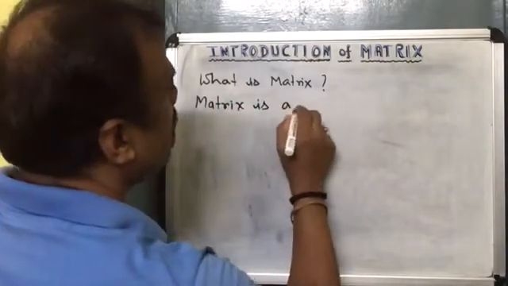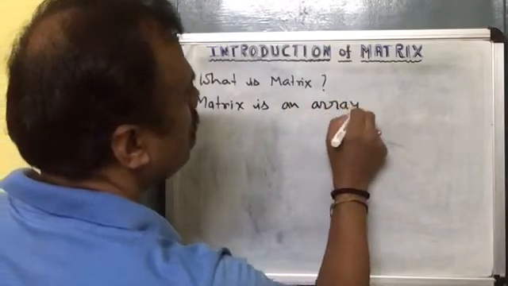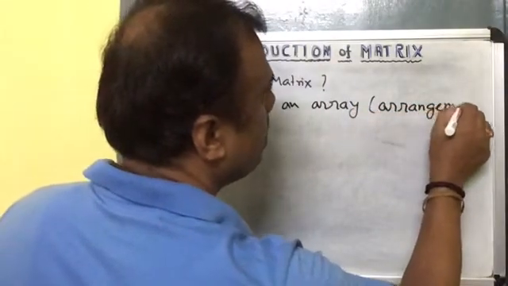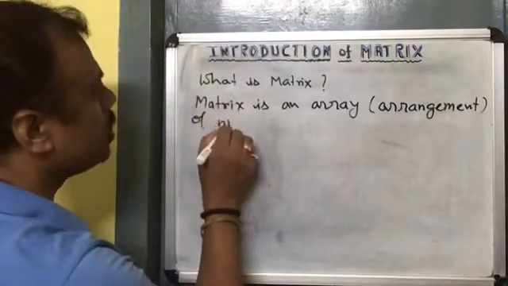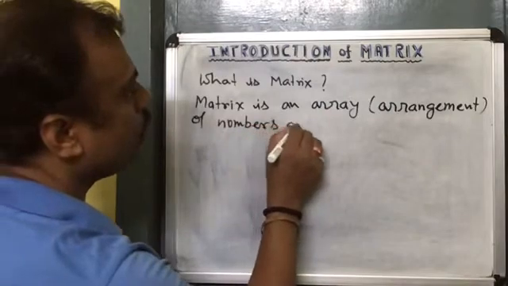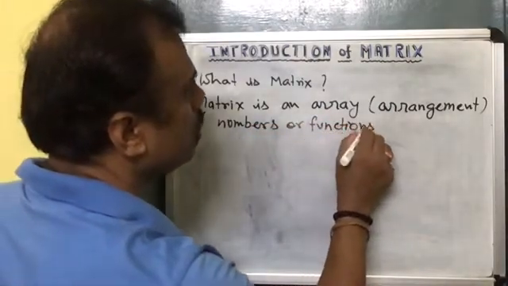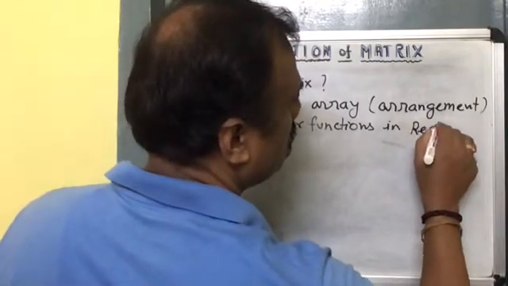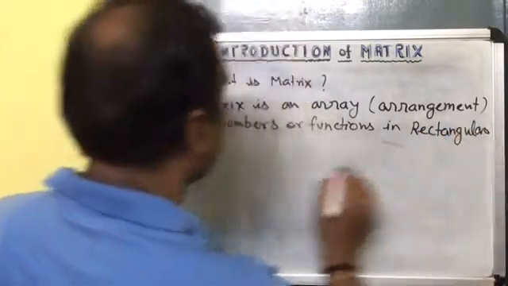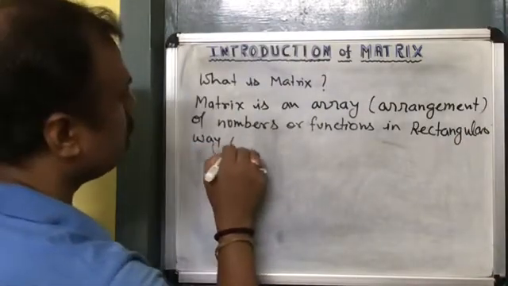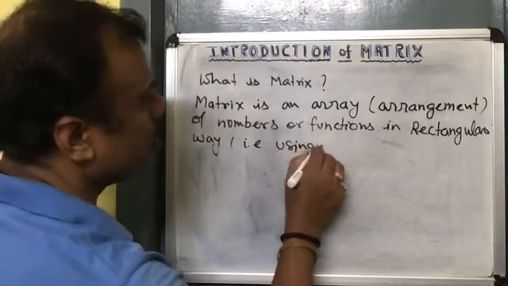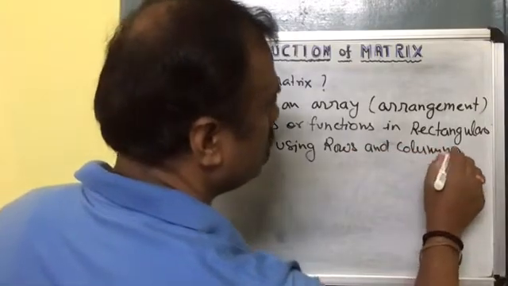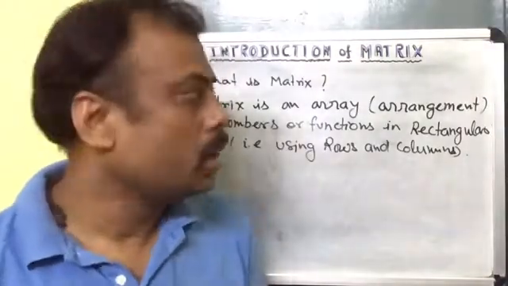Matrix is an array of. Here the meaning of array is, you can take it as arrangement of numbers or functions in a rectangular way, that is, using rows and columns. This is one definition of a matrix.